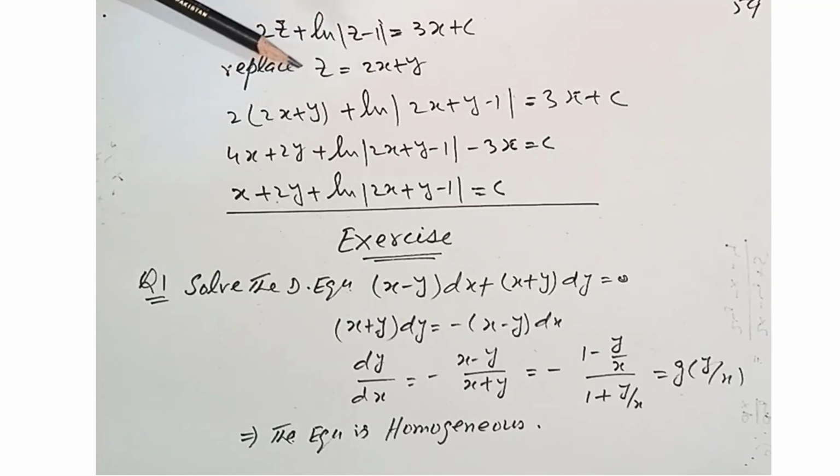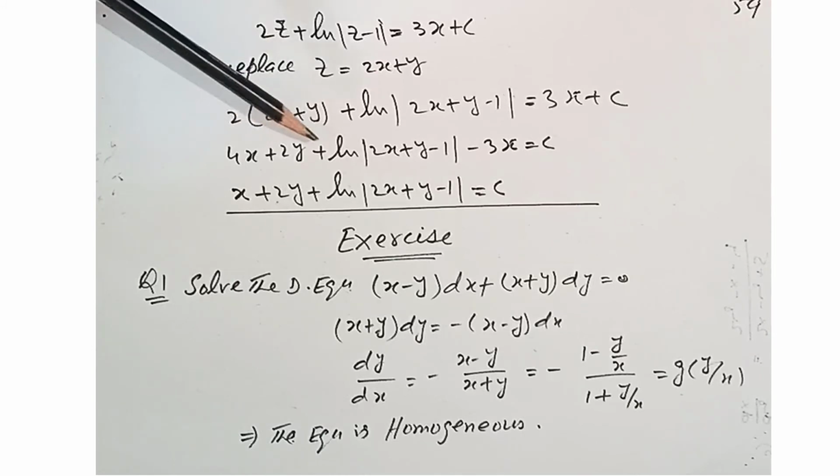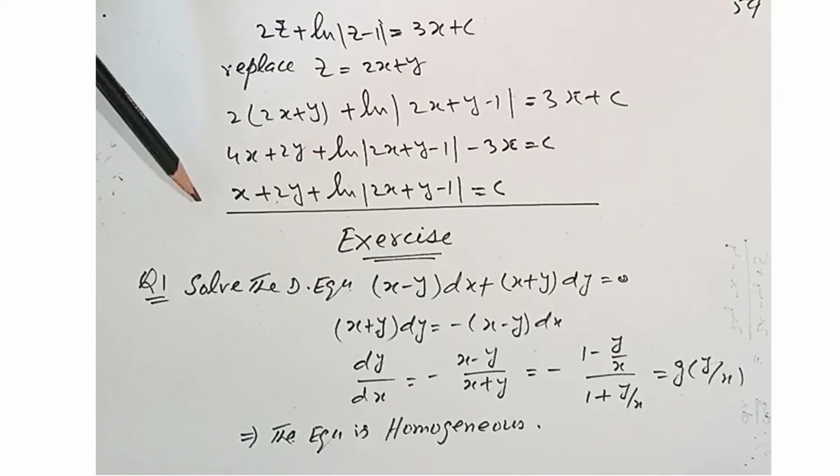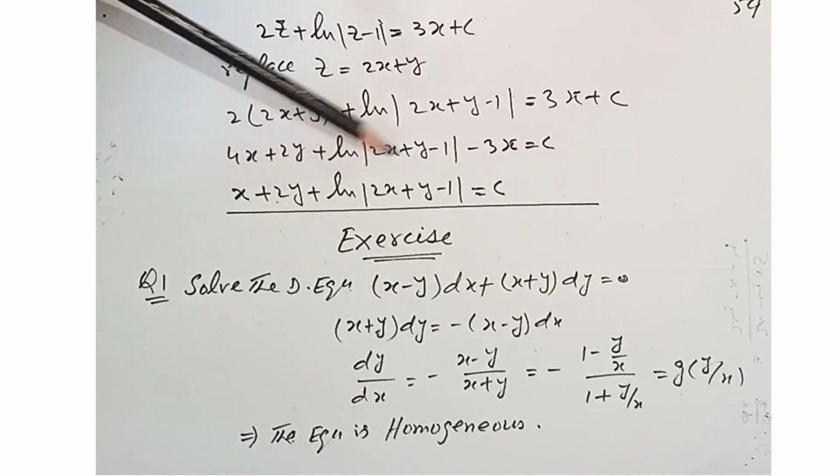Now we replace the value of z equal to 2x plus y. In place of z we put 2x plus y. This becomes 2 into (2x plus y) plus log of (2x plus y minus 1), and this is equal to 3x plus some constant. Multiplying by 2 we have 4x plus 2y plus log of (2x plus y minus 1) minus 3x equal to some constant. This is the required solution of the differential equation.